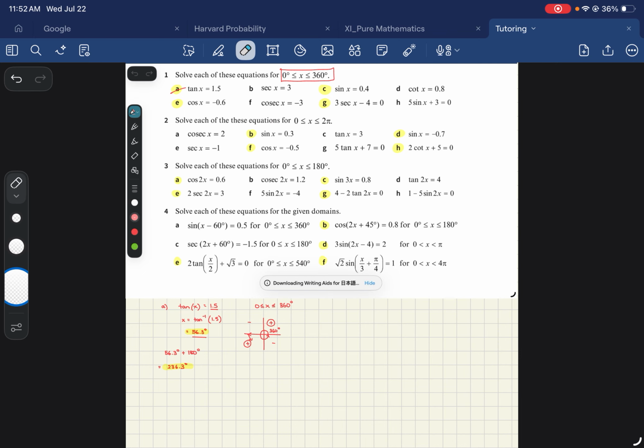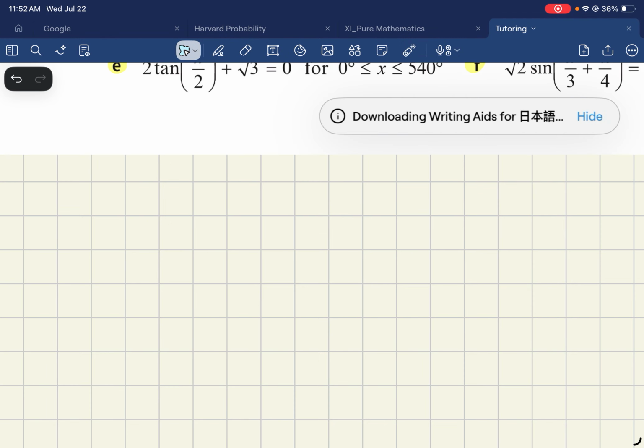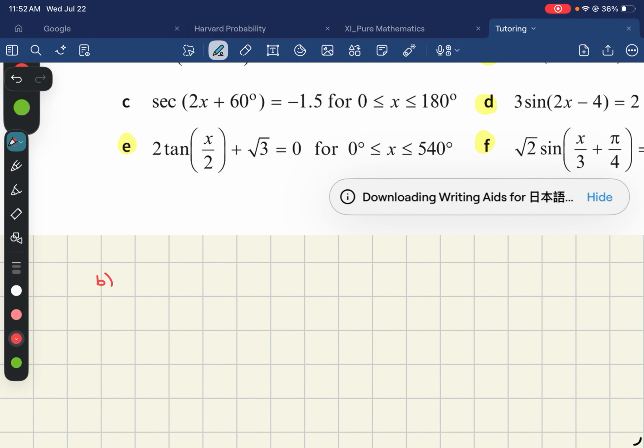Let's look at B. Sine x is equal to 0.4. So the same domain restriction. Remember your domain restriction. Let's look at the graph of sine x, the graph for which sine inverse is defined. The domain restriction is from negative 90 to positive 90. So the graph of sine x between negative 90 and positive 90 looks something like this.